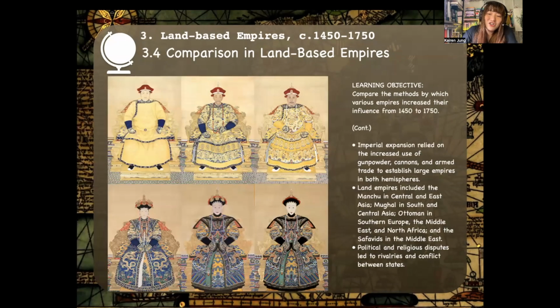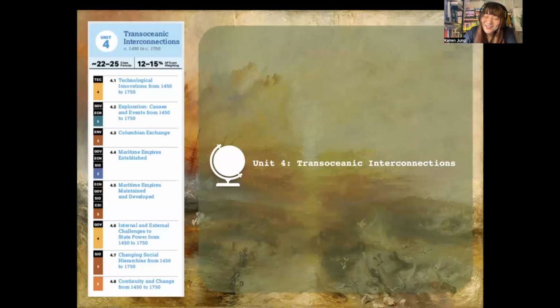Imperial expansion relied on the increased use of gunpowder, cannons, and armed trade to establish large empires in both hemispheres. Land empires included the Manchu in Central and East Asia, Mughal in South and Central Asia, Ottoman in Southern Europe, the Middle East and North Africa, and the Safavids in the Middle East. Political and religious disputes led to rivalries and conflict between states. Now let's look at Unit 4, Transoceanic Interconnections.